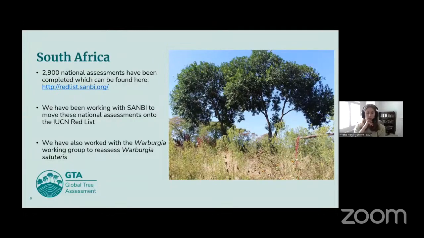And then we've also been working with other groups. I know a previous webinar looked at Warburgia salutaris, so I helped lead on updating the red list assessment of that species, which was actually downlisted from endangered to vulnerable, which was really exciting. And a lot of that was to do with the great conservation work that has taken place.